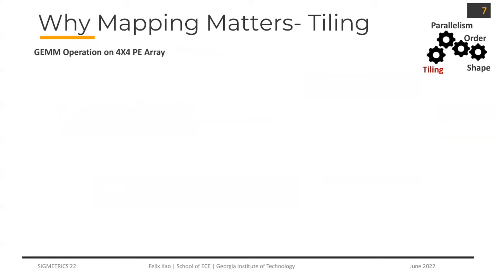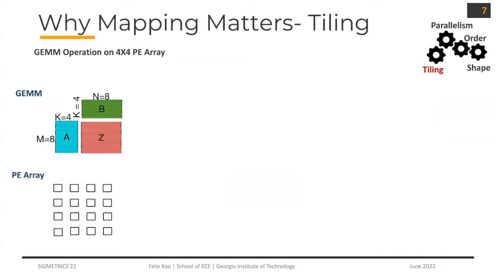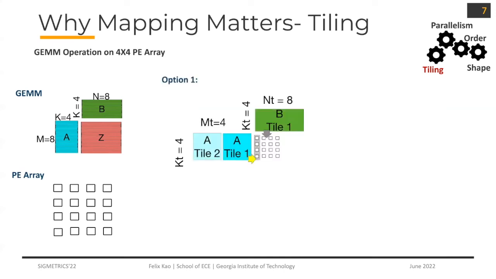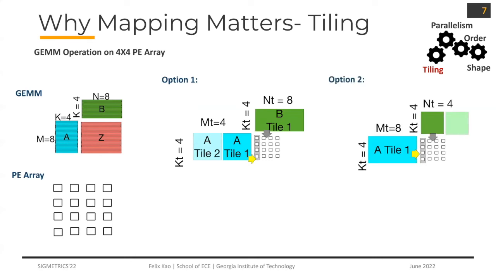Here we show some examples to show you why mapping matters. First, tiling. For simplicity, we will use a GEMM workload and a 4x4 PE array as an example. Here, A represents input, B represents weight, and we assume weight stationary, meaning we prefetch the weight and stream in the input. Now let's see what we could do for tiling. In option 1, you tile A into 2 smaller tiles. In option 2, you choose to tile B into 2 smaller tiles. Let's see what the performance implication is.